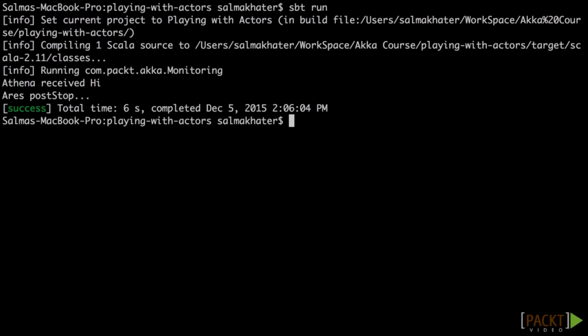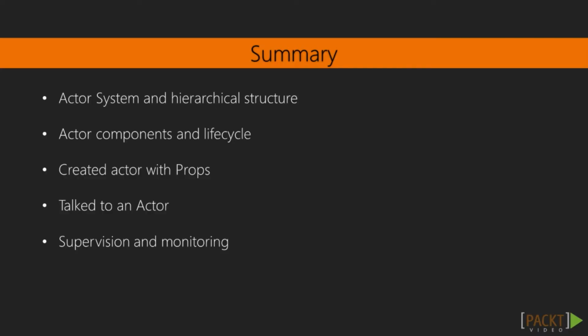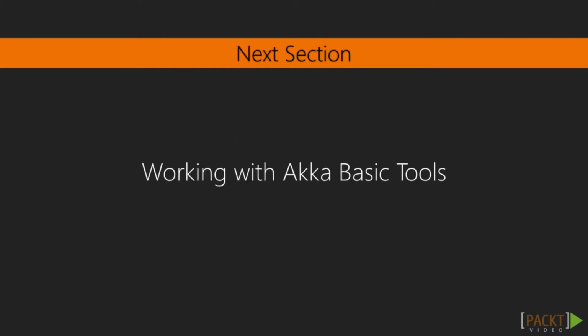Good job! We have now reached the end of section 2. Take a look at what we've covered. We saw the actor system and its components. We then discussed the actor components and lifecycle. We started coding some actors to understand the actor definition and their creation. We sent messages to the actor via tell and ask, supervision and monitoring. See you in the next section, working with Akka basic tools, where we will implement router actor, stateful actor, and change the actor behavior at runtime.